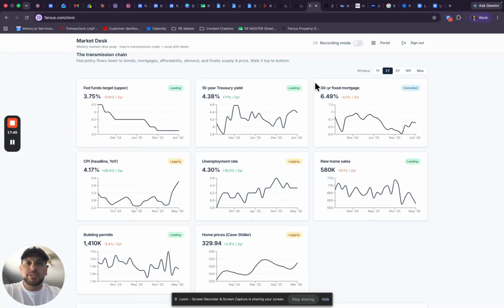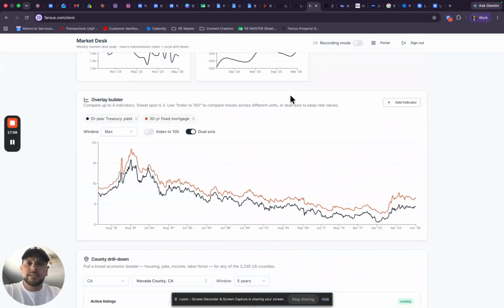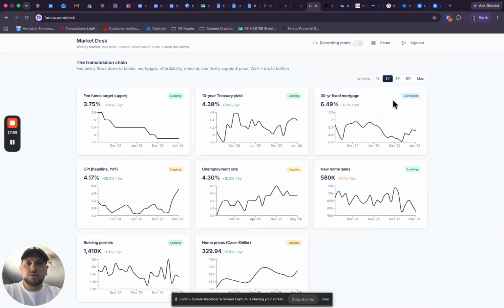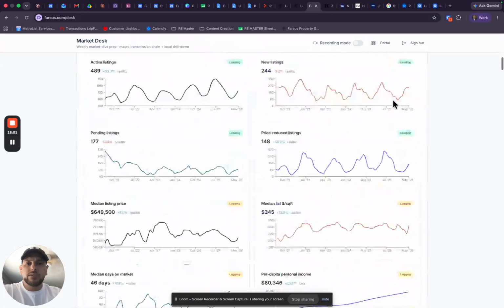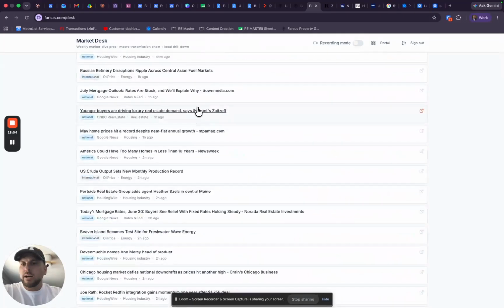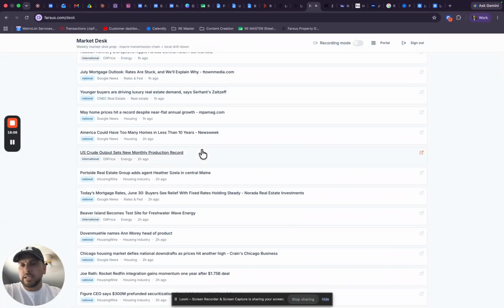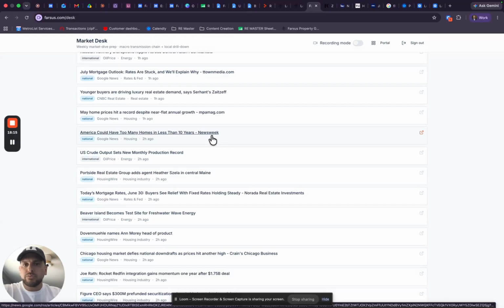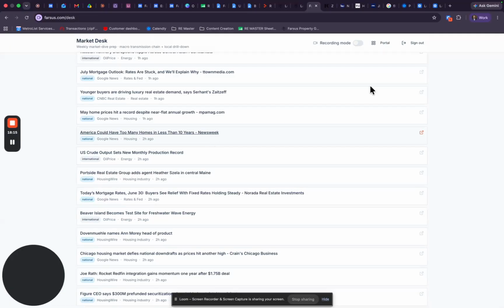I just thought it would be an interesting exercise to walk through exactly the forces that push the housing market in any particular direction, and we're going to drill down again. Moving forward, we're going to pull news articles, like looking at this right now. America could have too many homes in less than 10 years, according to Newsweek. I don't know what that article says. Let's take a look.